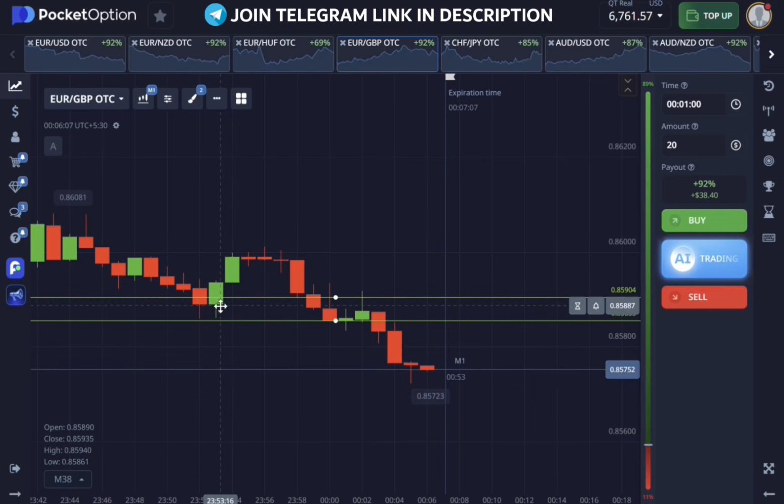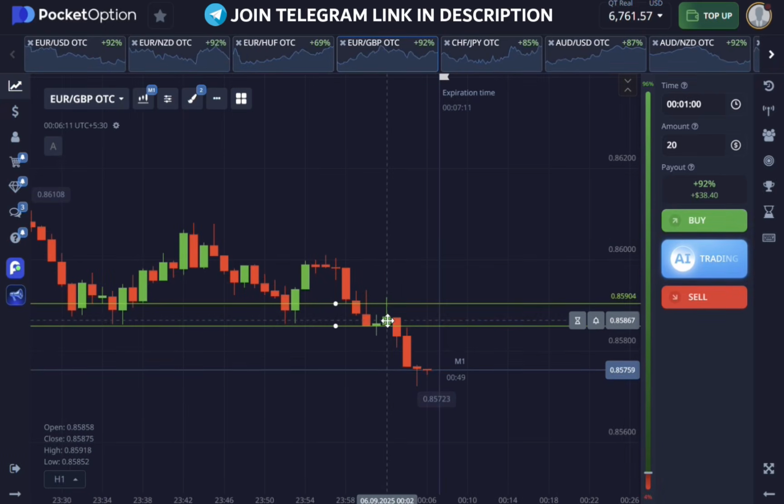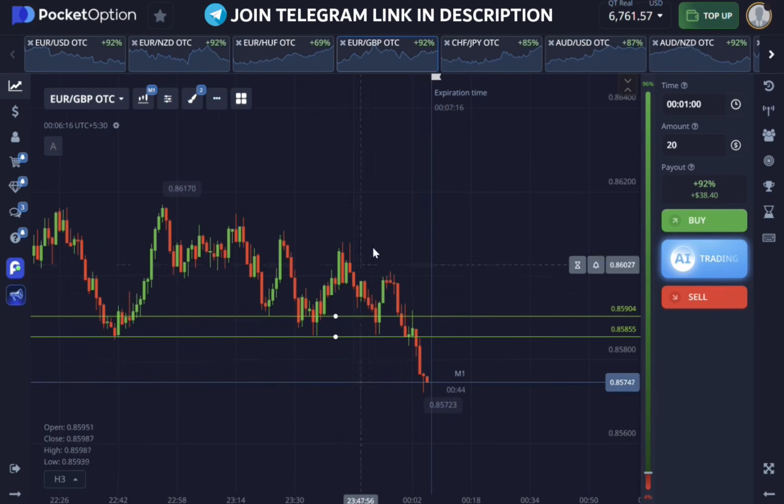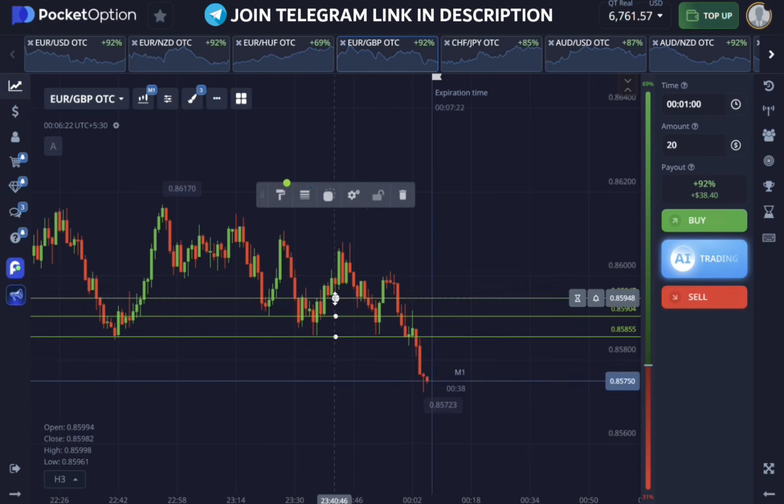The market came down, then a strong green candle, then another robust green candle. The market came down, then a green candle, then another green candle broke through, and after that, the market moved downward. So this is our established support level. All right, now let's set our resistance strategically above.